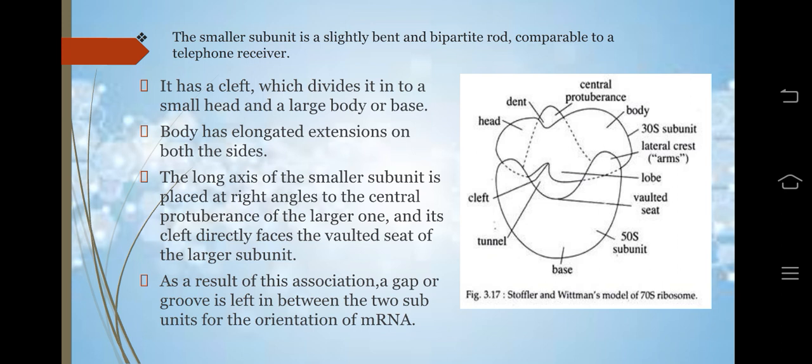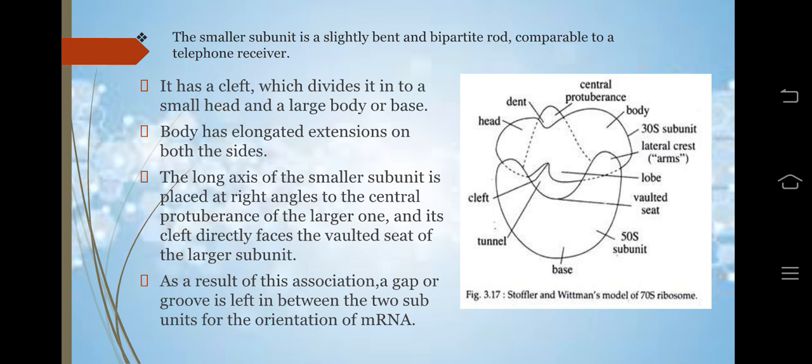The long axis of the smaller subunit is placed at right angles to the central protuberance of the larger one, and its cleft directly faces the vaulted seat of the larger subunit. As a result of this association, a gap or groove is left in between the 2 subunits for the orientation of mRNA. So dent, head, cleft, tunnel, base, 50S subunit, vaulted seat, lobe, lateral crest or arms, 30S subunit, body, central protuberance, etc. can be seen.